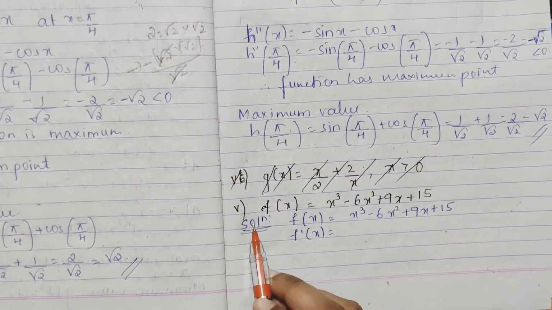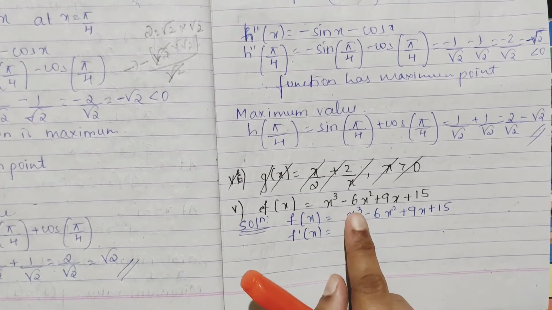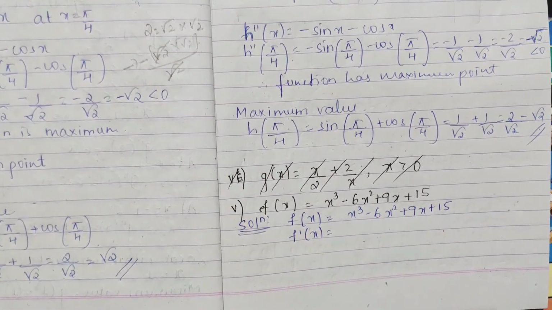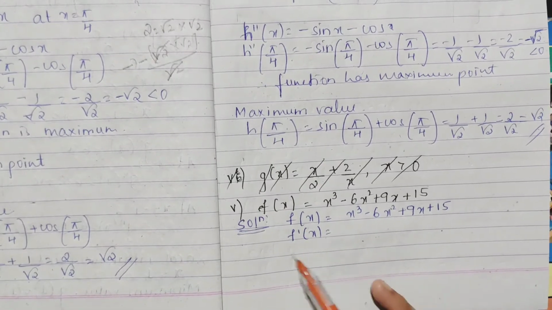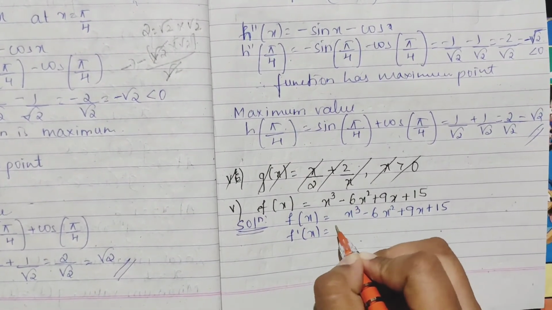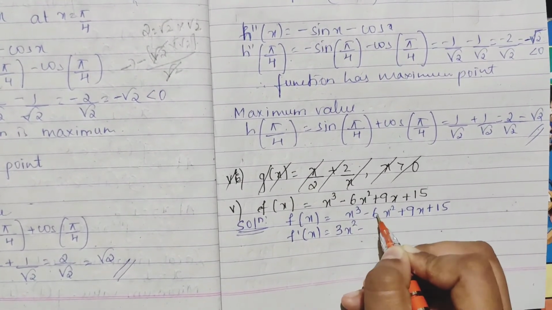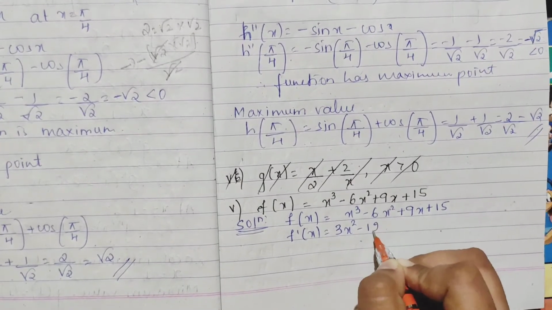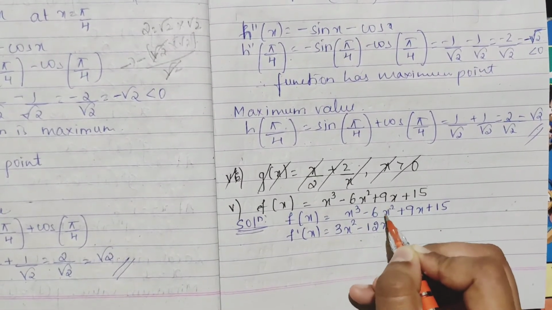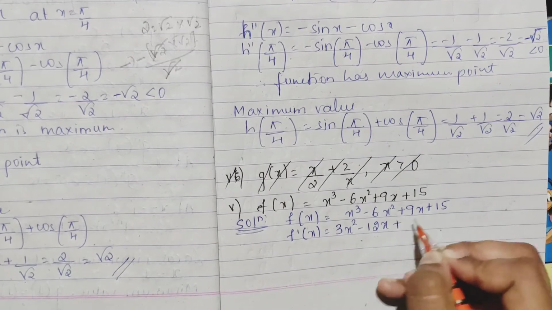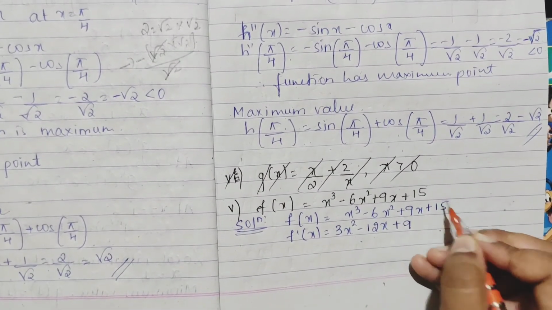Take your next problem, fifth one. f of x equals x cube minus 6x square plus 9x plus 15. In the same way, I've written what you have to do first: f dash of x. So x cube will be 3x square, minus 6 twos are 12x, because the derivative of x square is 2x, so 2 into 6 is 12x. 9x differentiation is 9, and 15 will be 0.